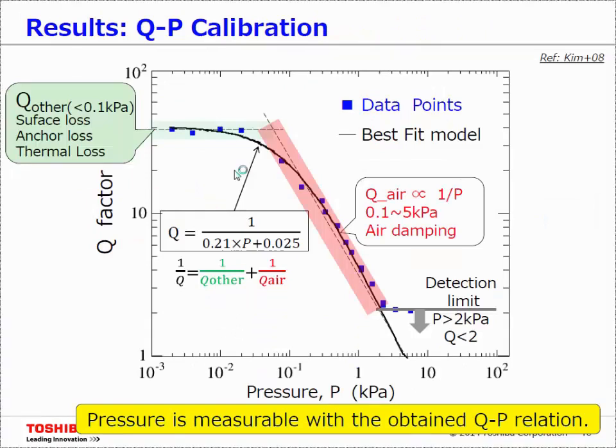And the data points can be decomposed into 2 parts, the pressure-dependent part and the pressure-independent part. The pressure-independent part comes from the surface loss, anchor loss, and other sources. And what we're interested in, the pressure-dependent part, is inversely proportional to the pressure. This model can be written this way, and we use the best-fit parameters in this formula. Using this formula, we can actually measure the pressure from the Q factor from around 0.1 kilopascal to 5 kilopascal.